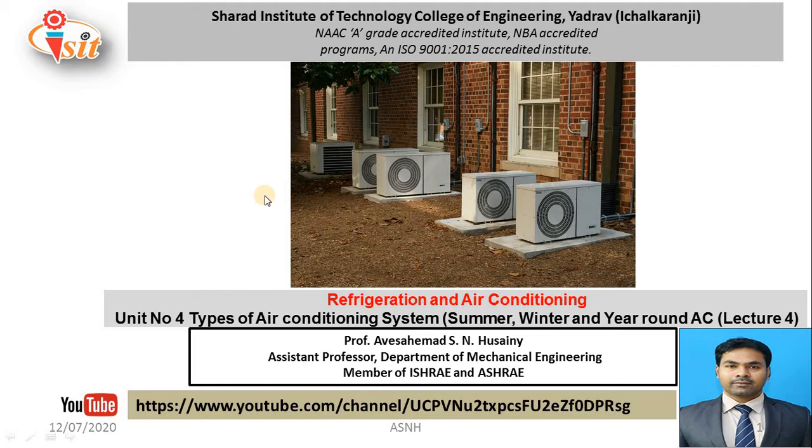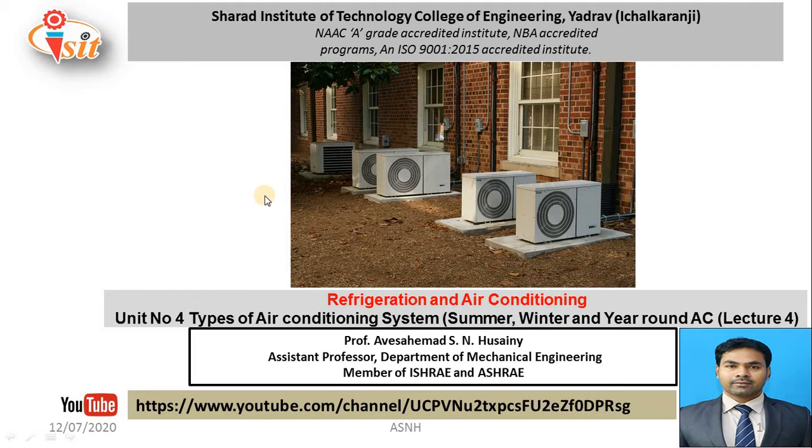So in the last video we discussed many points related to psychrometry, the terms related to psychrometry along with their properties. We also discussed the different lines in the psychrometric chart. Now in this fourth video of the fourth chapter of Refrigeration and Air Conditioning, we will discuss various types of air conditioning systems.